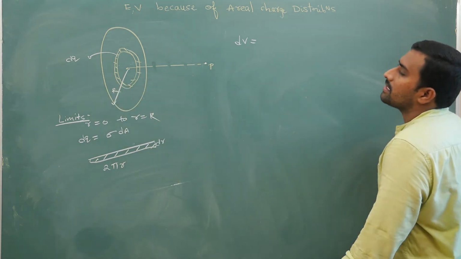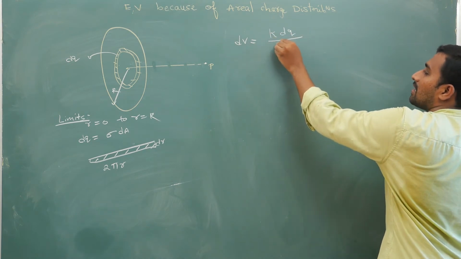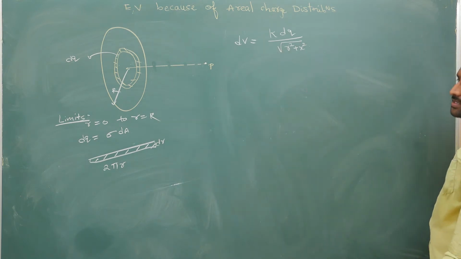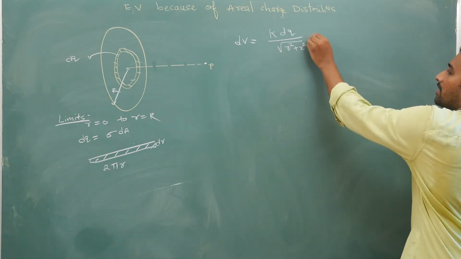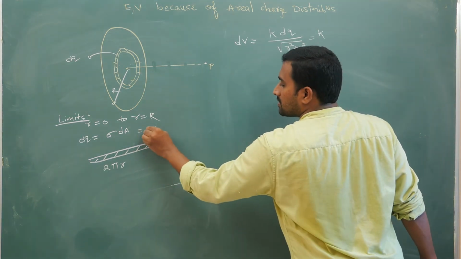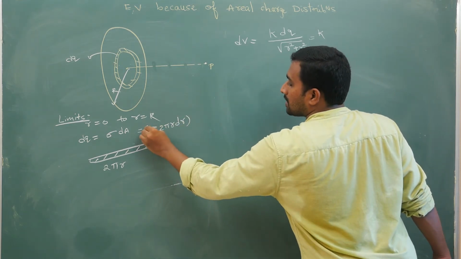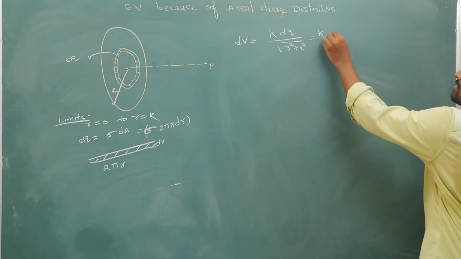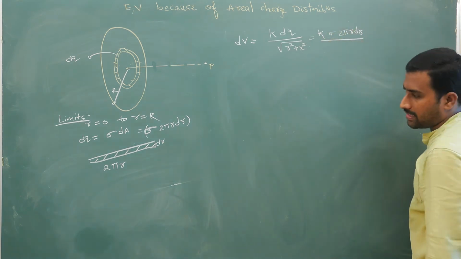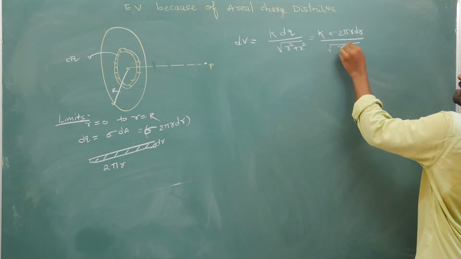Because of this ring, your potential formula is k into dq by under root r square plus x square, which is the formula for potential on the axis of a ring. So according to that logic, it will become k times sigma times 2 pi r dr. I am going to substitute this, so that will give you sigma times 2 pi r dr whole divided by under root r square plus x square.